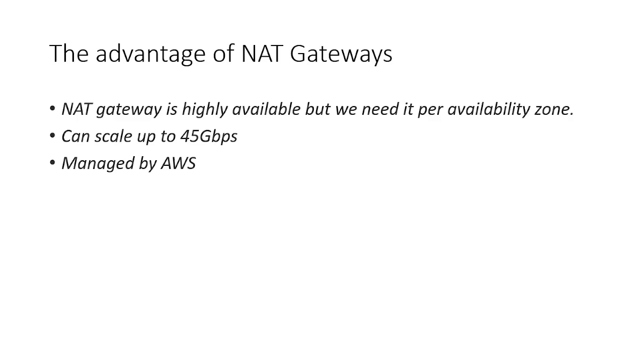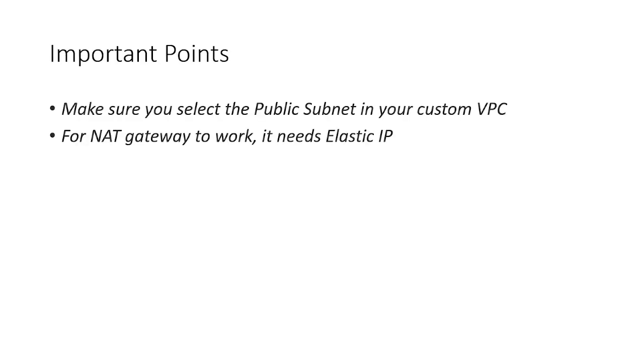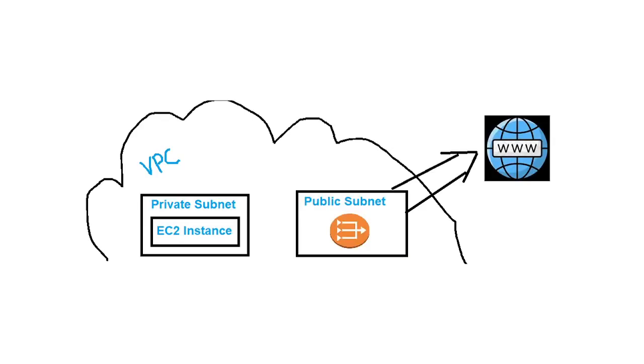These are some of the advantages of NAT gateway. NAT gateway is highly available, but we need one per availability zone. It can scale up to 45 Gbps and it's fully managed by AWS. These are some of the important points you need to remember while creating your NAT gateway. Make sure you select a public subnet in your custom VPC. For NAT gateway to work, it needs an elastic IP. This is how the NAT gateway needs to be configured.